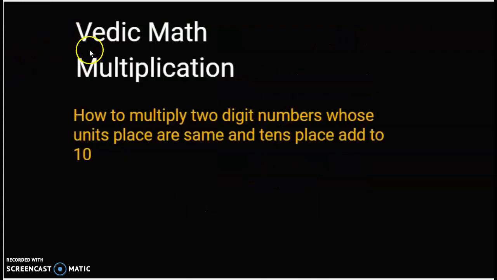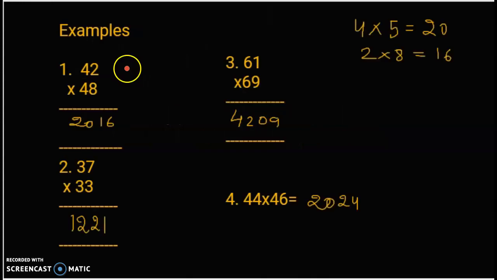In today's Vedic Math Multiplication class, we will learn how to multiply two-digit numbers whose units place are same and tens place add to 10. So let us take a look at few examples.